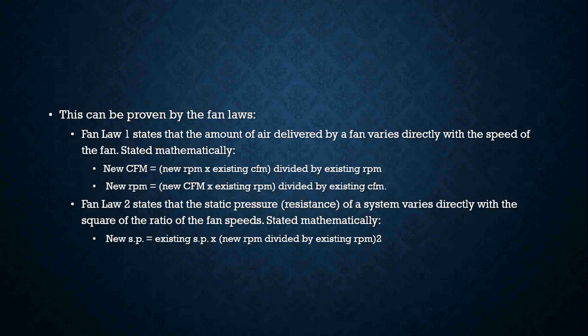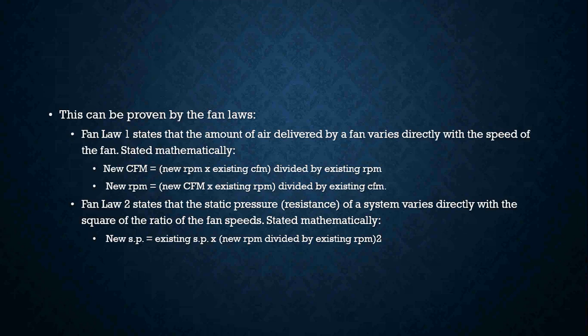Okay, fan law number 1 states that the amount of air delivered by a fan varies directly with the speed of the fan. And we can prove that mathematically by using either one of our given formulas here. Formula number 1 is our new CFM equals our new RPMs times the existing CFMs divided by the existing RPM. Or you can use the formula: new RPM equals new CFMs times existing RPMs divided by the existing CFM.